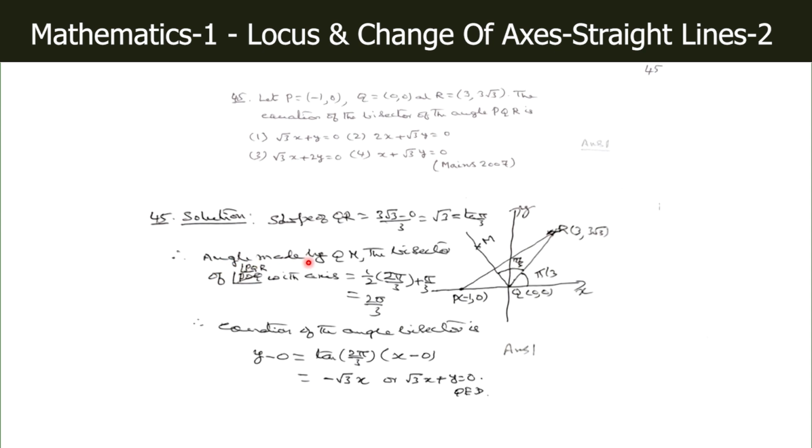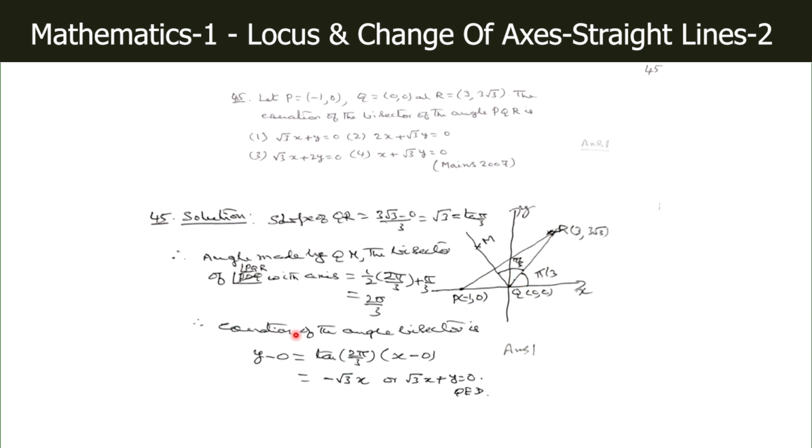Root 3 is nothing but tan pi by 3. And the angle made by QM, that means the angle bisector QM, the bisector of angle PQR, with the x-axis is equal to half of (2 pi by 3 plus pi by 3), which is 2 pi by 3. See the figure, QM is the angle bisector of angle PQR. So QM makes an angle of 2 pi by 3 with the x-axis. That means the slope is tan 2 pi by 3.